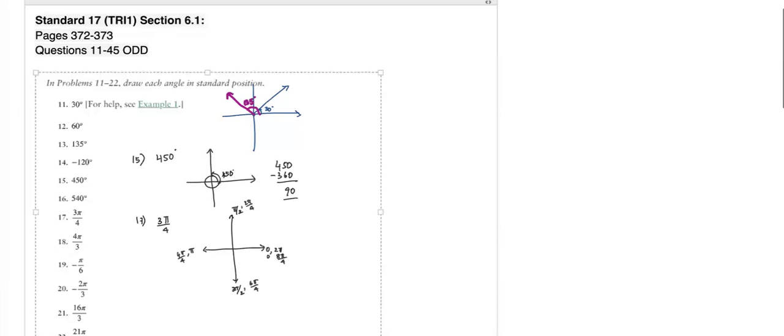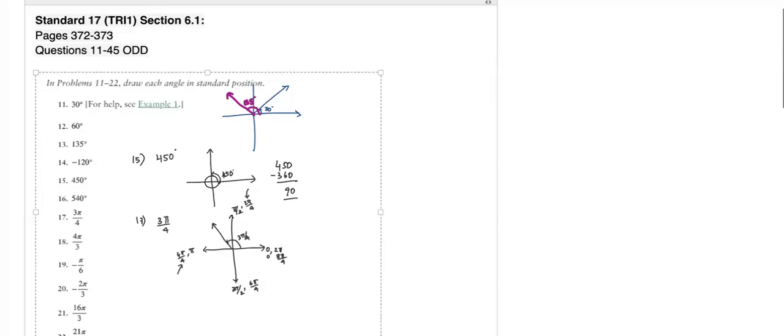When you do this, it's very easy to see that 3 pi over 4 is between 2 pi over 4 and 4 pi over 4. It is right in between both of them. So my angle is now going to be right in the middle here, and this is 3 pi over 4 radian measure.